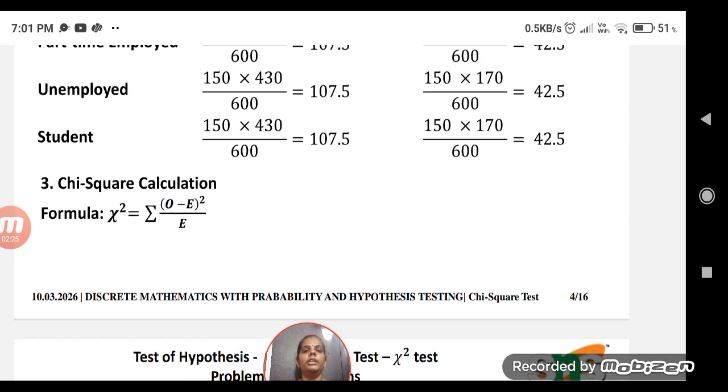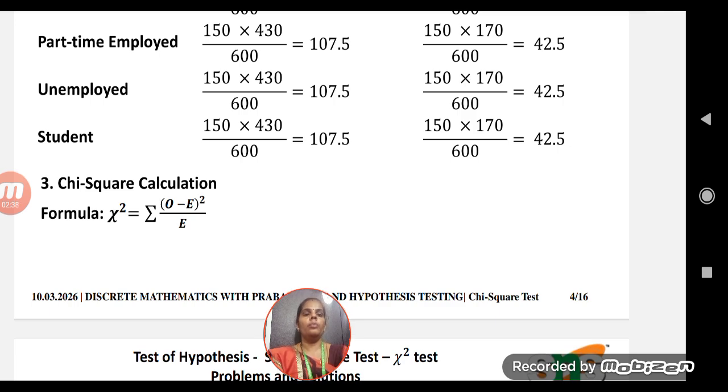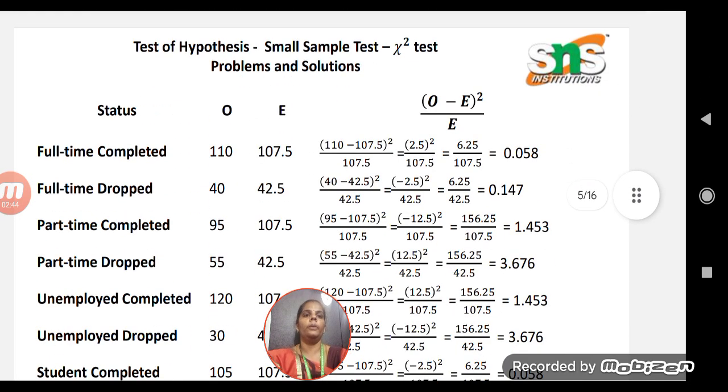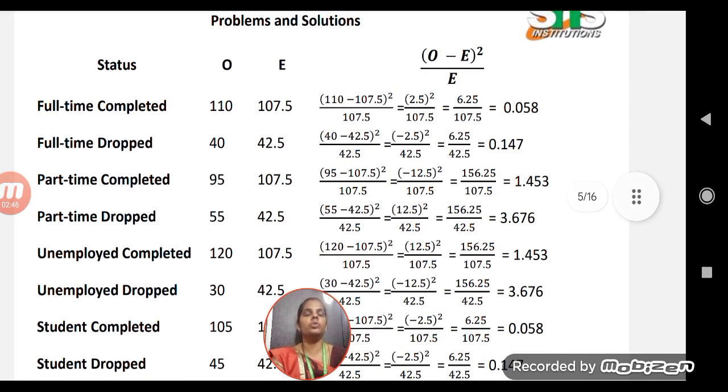The chi-square formula is given here: chi-square is equal to the sum of (O minus E) the whole square by E. O is the observed frequency of the given data and E is the expected frequency of the given data. First we subtract both the values, square it, and divide by the expected value. This is calculated by using this table.